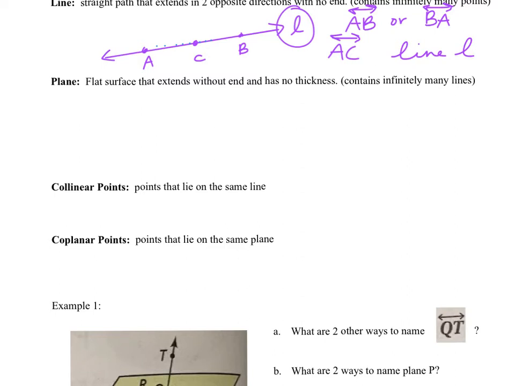Okay, a plane. This is a flat surface that extends without an end, and it has no thickness to it. For instance, I usually use a piece of paper to show you, like this is kind of what a plane is, but even a paper is too thick because a plane does not have any thickness. The way we typically draw a plane is with a parallelogram like this.